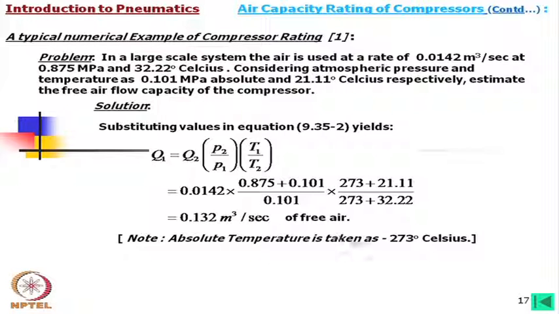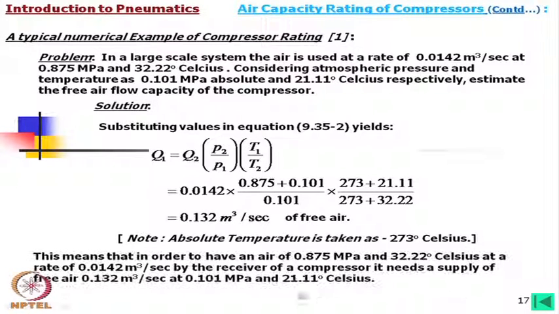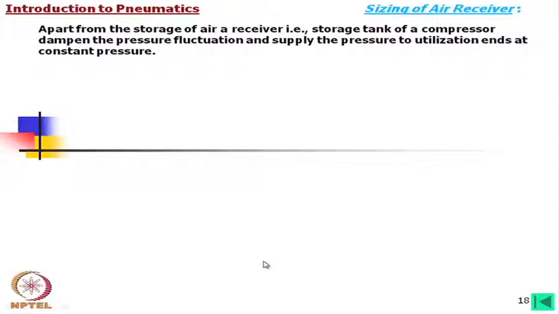So, note that absolute temperature is taken as 273 plus degrees Celsius, and this means that in order to have air at 0.875 megapascals and 32.22 degrees Celsius at a rate of 0.0142 meter cube per second from the reservoir of a compressor, it needs a supply of 0.132 meter cube per second at 0.101 megapascal and 21.11 degrees Celsius.